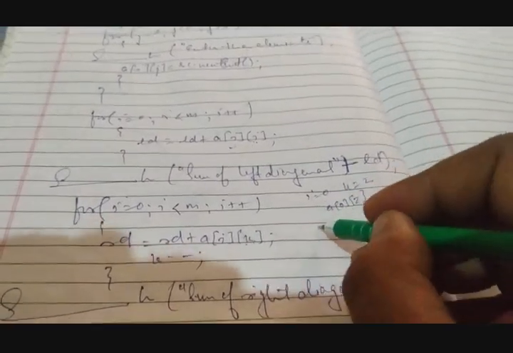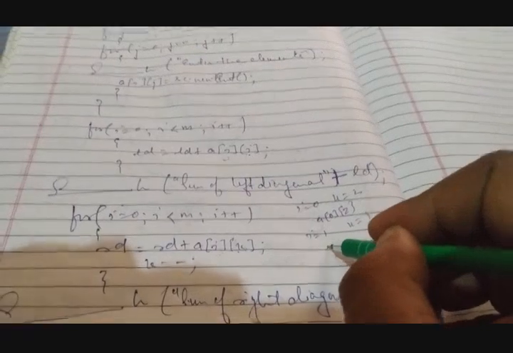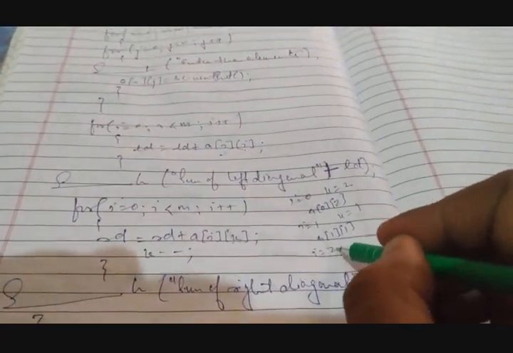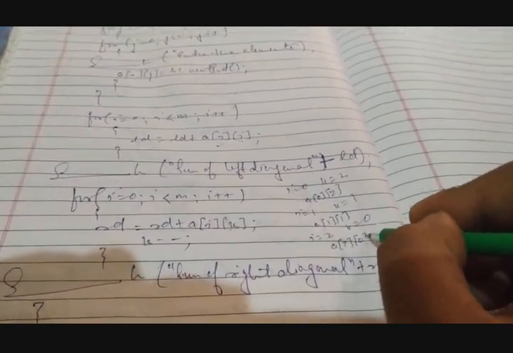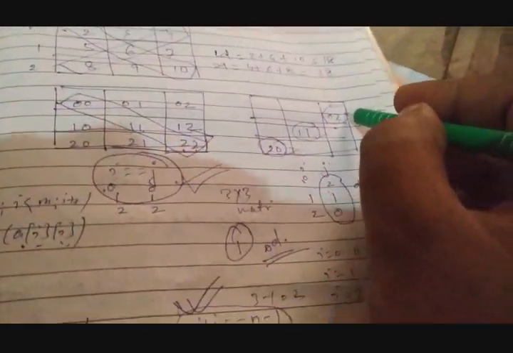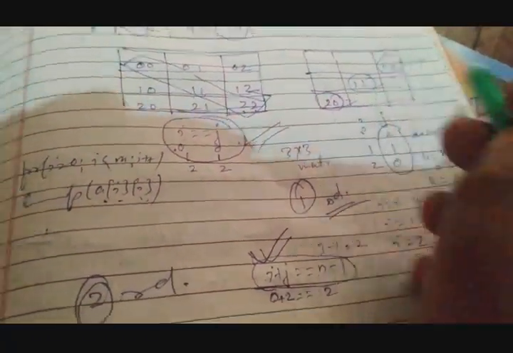Gets added up, then i value changes to 1, then k changes to 1. So a of 1 1. Then i changes to 2, k changes to 0. So a of 2 0. Is it 0 2, this one, then 1 1, you got the 1 1, then 2 0, you got the 2 0.